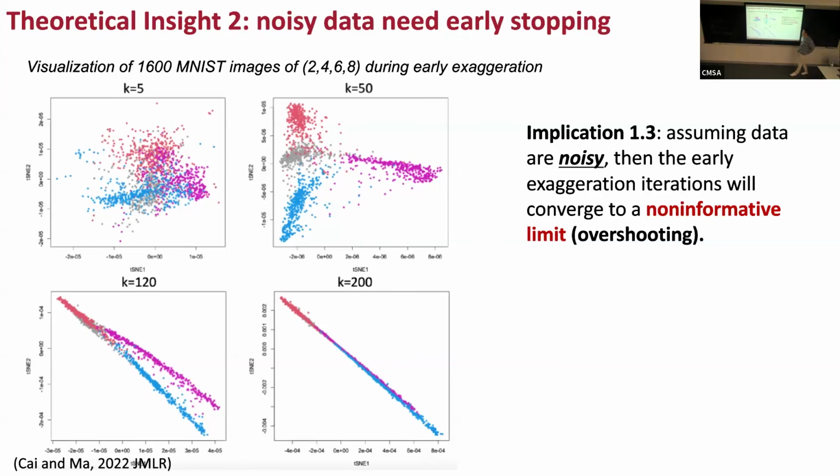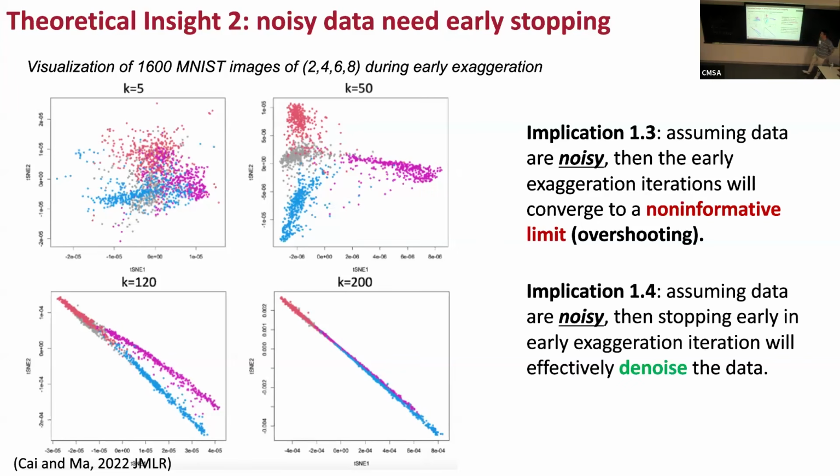Another result we can show is that in that noisy case, even though the limit of the algorithm, the null space of the graph Laplacian, is non-informative, the path of this iterative algorithm itself is informative. If you stop early along this iteration path, you can effectively capture the cluster pattern again, just as shown in this example.